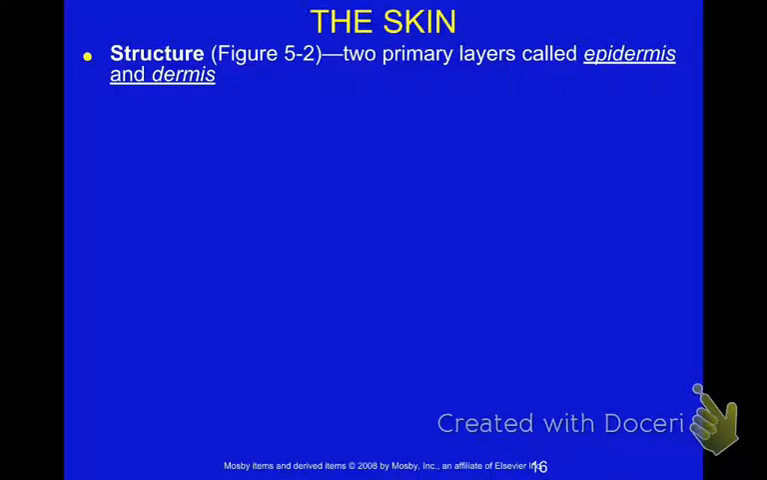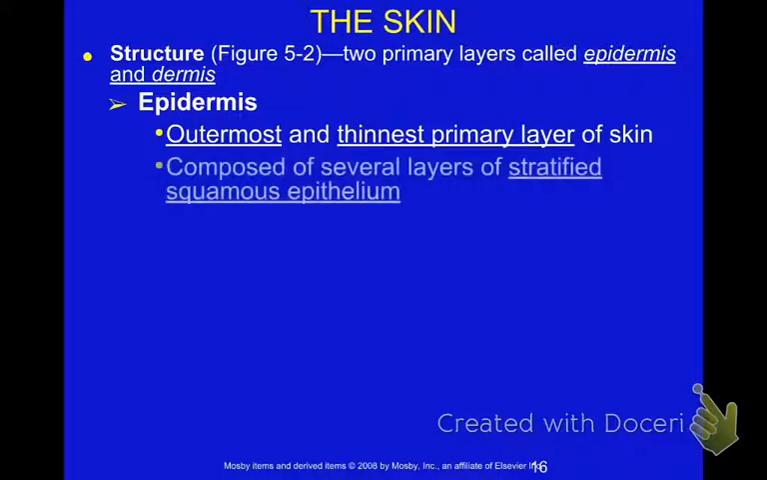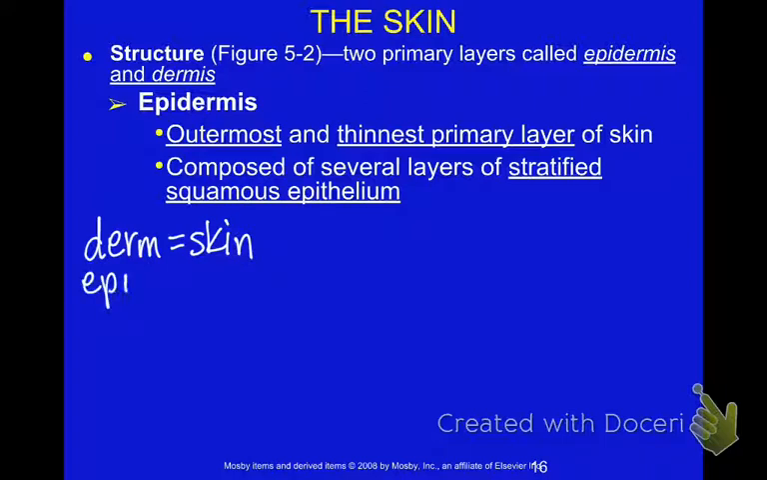So the skin is divided into two layers, the epidermis and the dermis. And the epidermis is the layer that you find on top. And the epidermis is thinner than the dermis. A little bit about the root words here. Derm means skin, and epi means upper. So epidermis literally means upper skin.